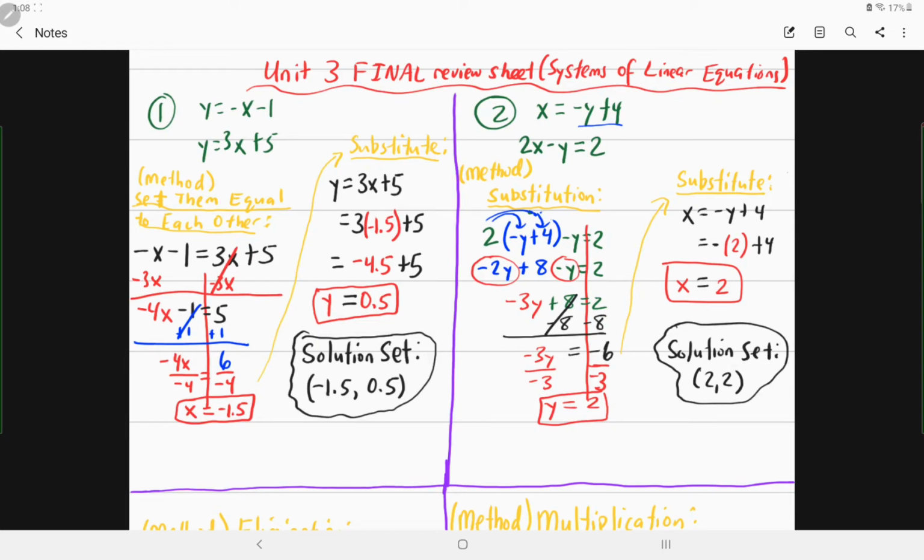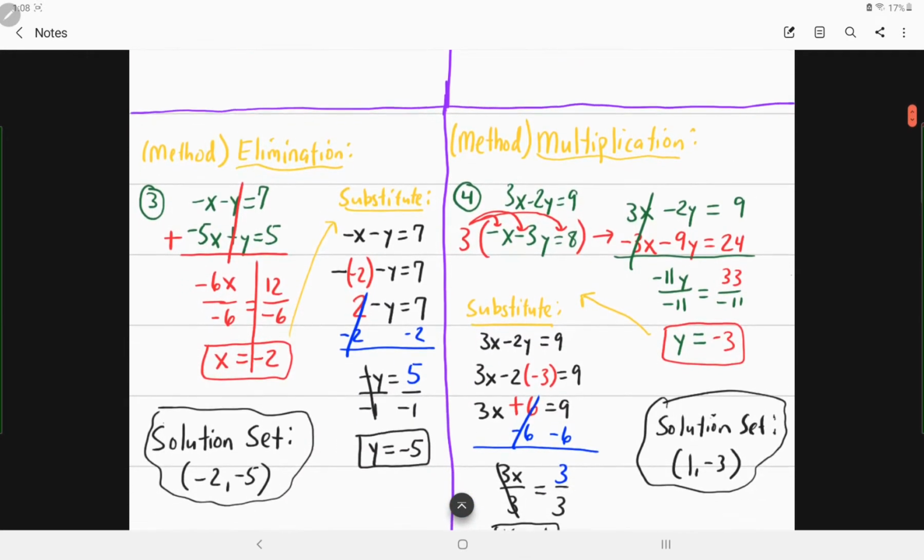And again, no matter which method you choose, once you're done, you want to substitute to find the value of the other variable. Again, doesn't matter if you substitute into the top equation or the bottom. As you see, I chose the top, x equals negative y plus 4. When I substituted, I got my answer of 2. So my solution set was 2, comma 2. X and y were both equal to 2.